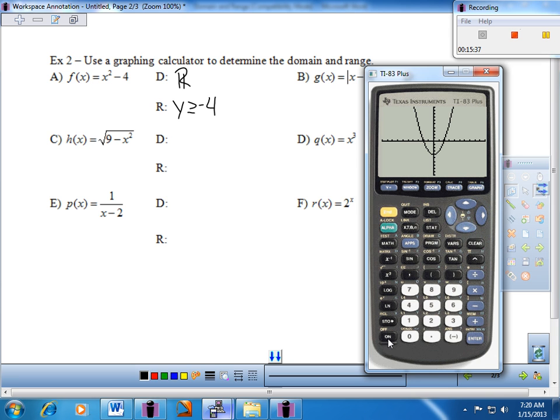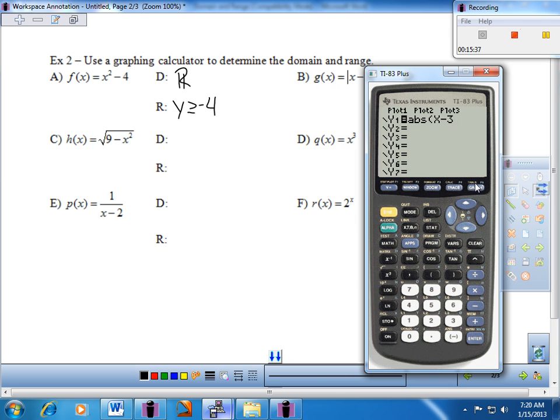All right, let's go on to the next. So I'm going to clear that out. Absolute value of x minus 3. So if you would, everyone, hit the math button for me and move it over one to the right. And there it is right there, absolute value. So let's go ahead and hit that, and x minus 3. And I'll just hit graph at this point and let's get that going.